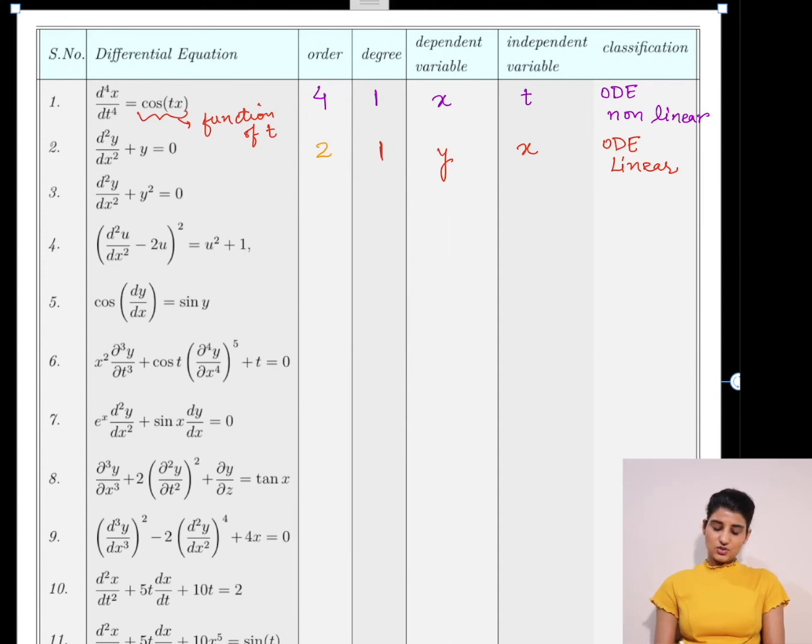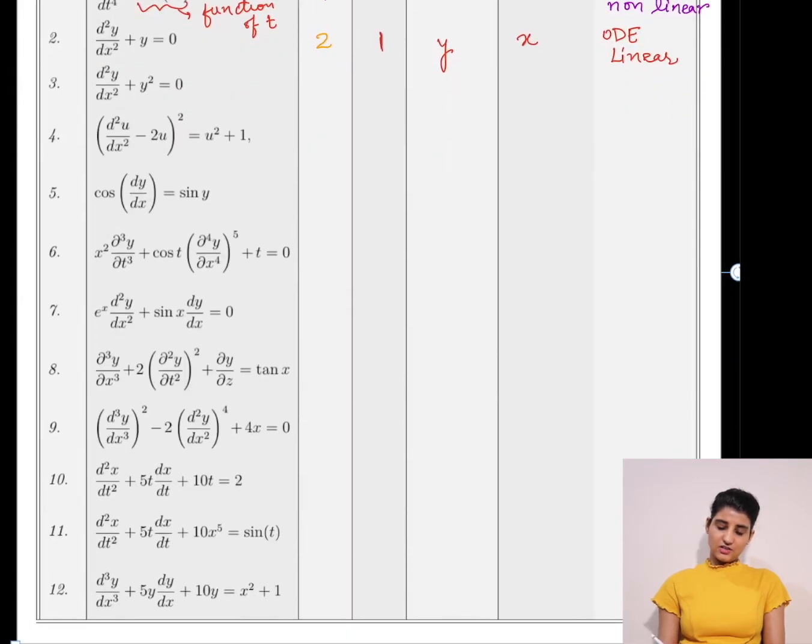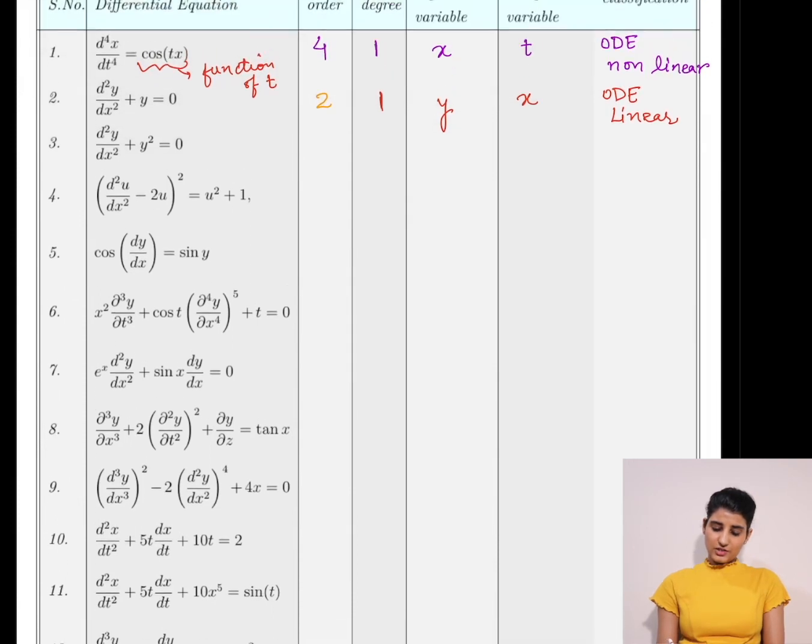Let's see the next example. Order is 2 because the highest derivative involved is 2. So the order is 2. Its exponent is 1, so the degree is 1. Dependent variable is y, independent variable is x. There is only one independent variable, so it's ODE, ordinary differential equation. Here, a power of dependent variable is coming, so this is non-linear.